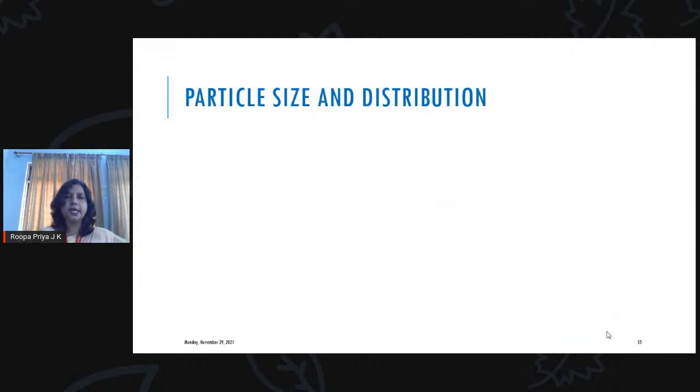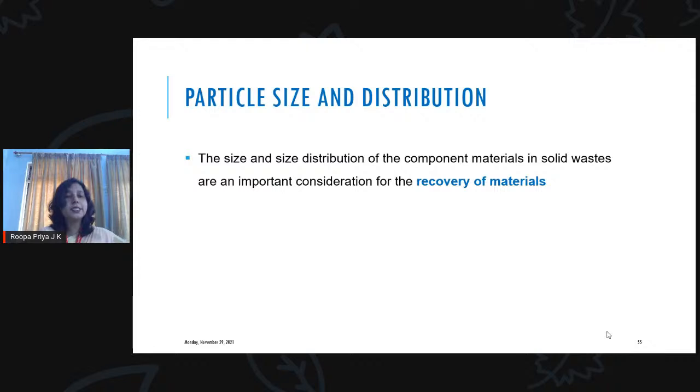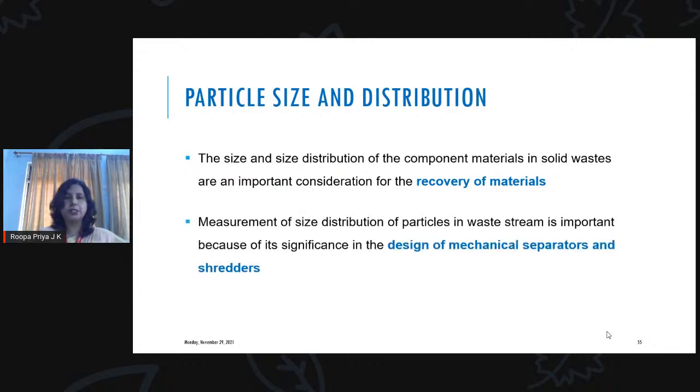Next is the particle size and distribution. The size and the size distribution of the component material in any solid waste is important for us because this is required to consider for the recovery of the materials. The measurement of the size distribution of particles in waste stream is important because of its significance in the design of mechanical separators and shredders. So we find two importance here. One is to consider this for recovery of the material, and the other one is to design the separators and shredders which are required in our solid waste management process.